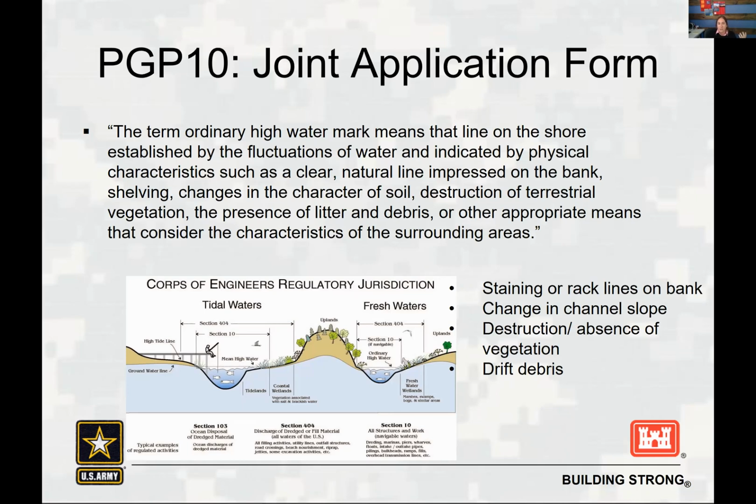So there's a really long definition of what the ordinary high water mark is. But the easy way of knowing what that is, is basically looking for staining on or rack lines on the banks, changes in channel slope, destruction or absence of vegetation, or drift debris. So when you're seeing that change along the banks, that's where your ordinary high water mark is. For these kinds of projects, we're not going to ask you to get a surveyor or elevations and all that, but we do need to know where the ordinary high water mark is.